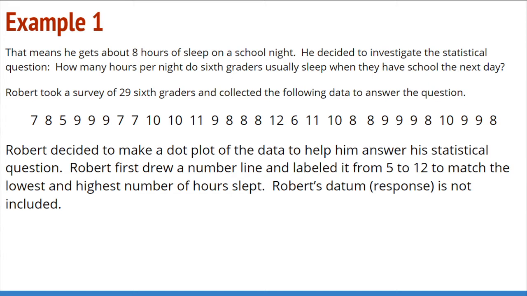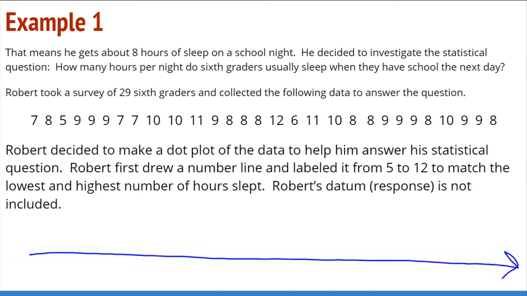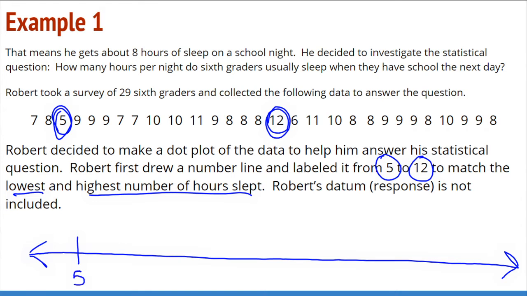Now, when we do a dot plot, it goes with a number line, which is why you will also hear it referred to as a line plot. So we draw a line, and he's going to label it from 5 to 12 to match the lowest and highest number of hours slept. So 5 is the lowest number, 12 is the highest number. So down here on the low part of the number line, he's going to put a 5, and on the upper part of the number line, he's going to put a 12.